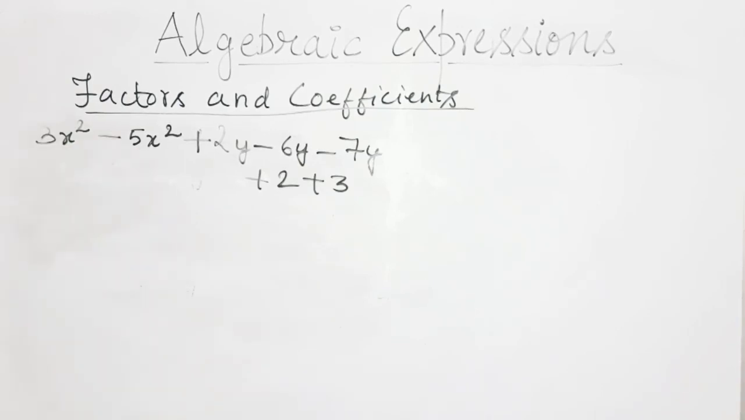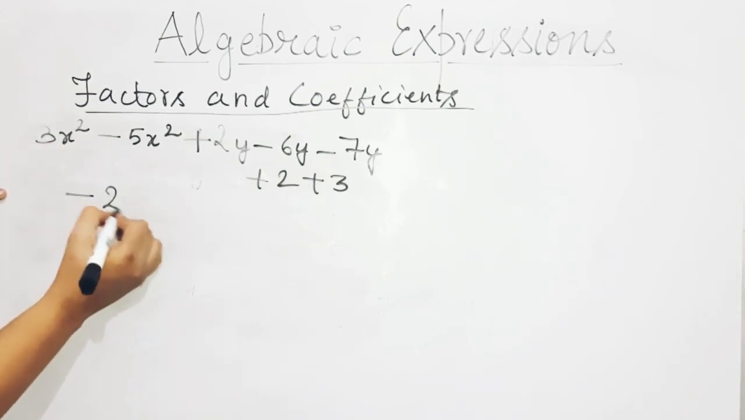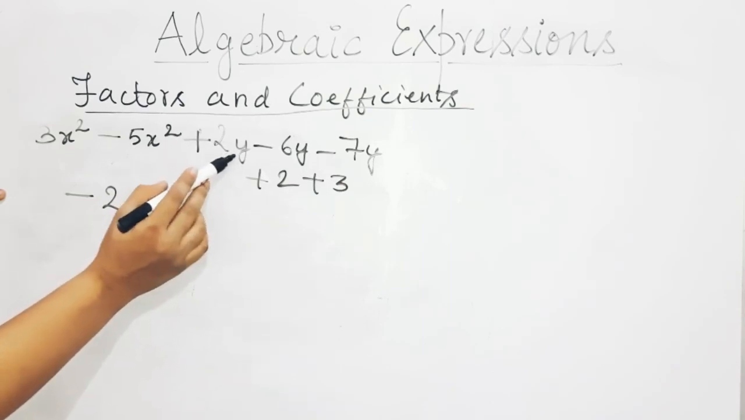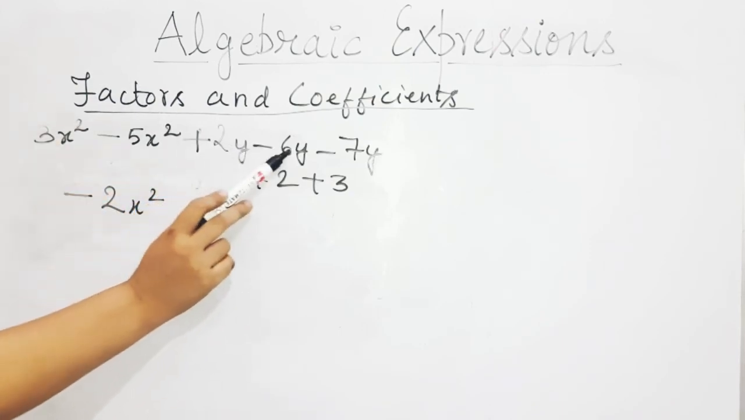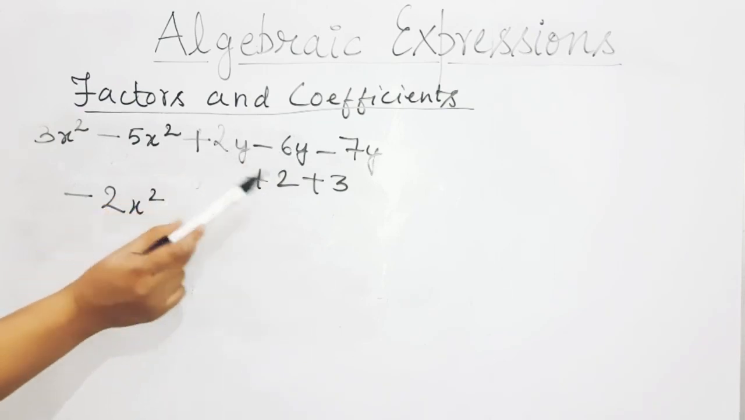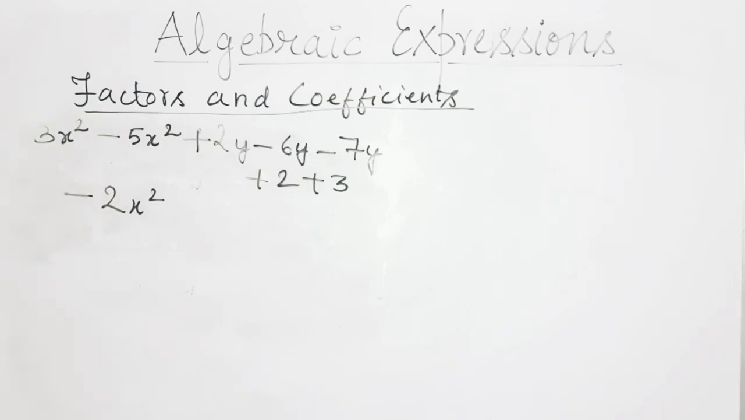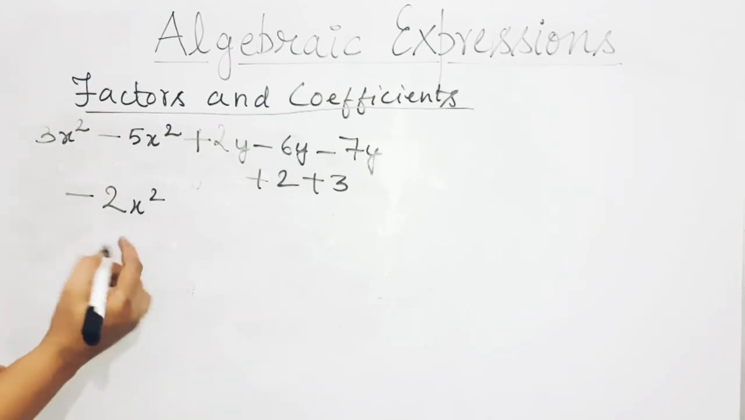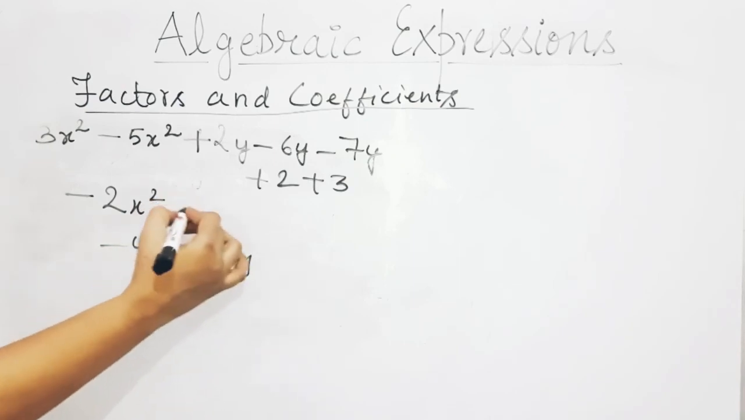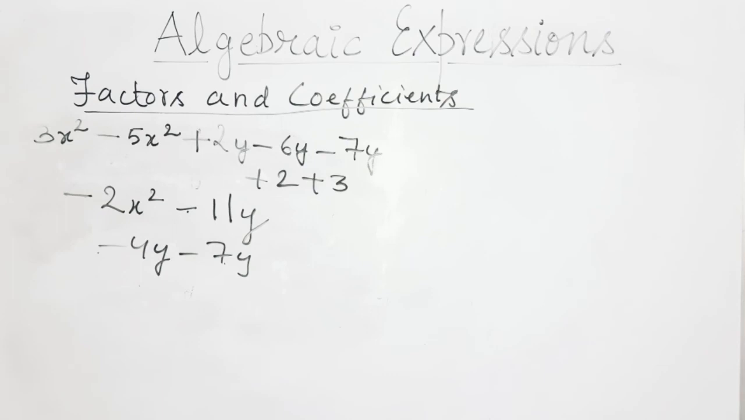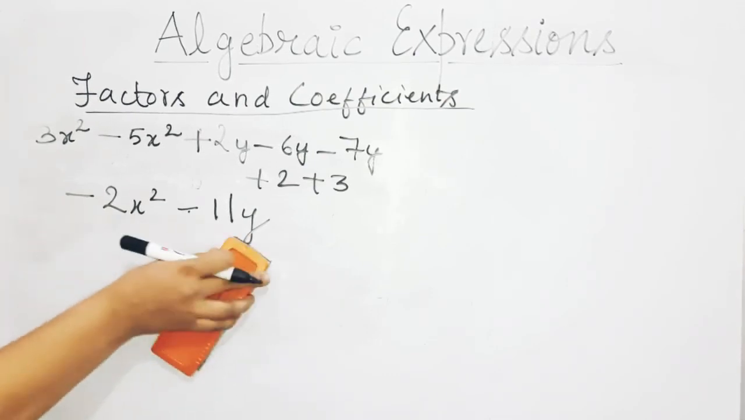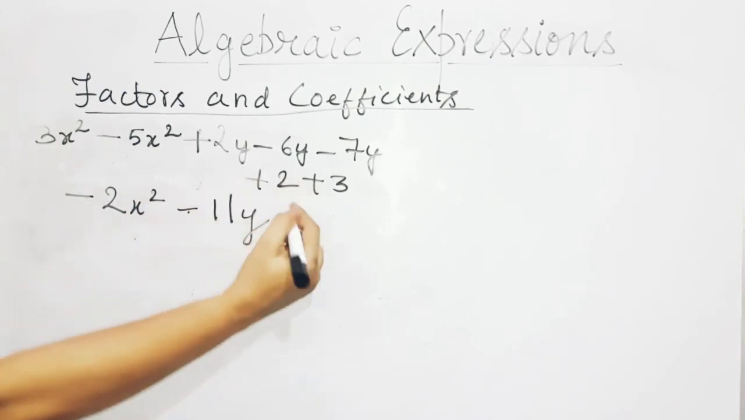3x square minus 5x square. You must have studied the chapter integers: plus minus minus and the sign of the greater number. So 3 minus 5 is minus 2. So minus 2x square. Now 2y minus 6y minus 7y. You have to follow the BODMAS rule over here. So 2y minus 6y is minus 4y. Right? And minus 4y minus 7y, when you solve this, it is minus 11y, because the sign of the greater number is minus. Right, students? What is the answer? It is minus 11y, and 2 plus 3 is 5.